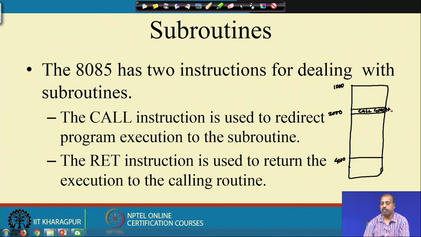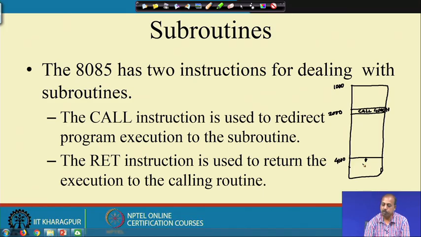So, the size of this instruction is 3 bytes. As you can understand, call will take 1 byte and this 4000 hex will take 2 bytes. So, total is a 3 byte instruction. So, locations 2000, 2001 and 2002 are holding the instruction, and when this instruction is executed, the system jumps to the location 4000 and starts executing from this point onwards.